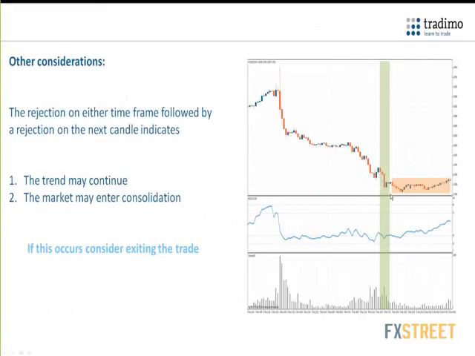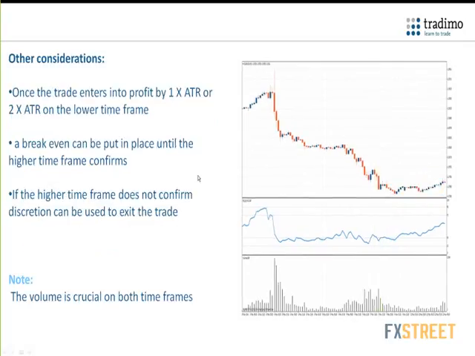So guys, as I said, the rejection of a rejection, and here's a good example. We move down, we get a tweezer bottom, but very, very quickly we get another rejection. Can you see that? Even on the longer time frame, but generally I use this on the shorter time frame, you'll see that the market can either consolidate or it could begin to move lower. So that's a reason to maybe exit the trade.